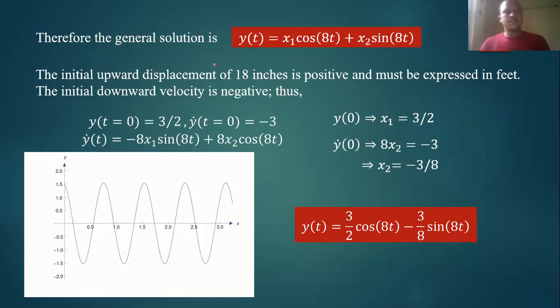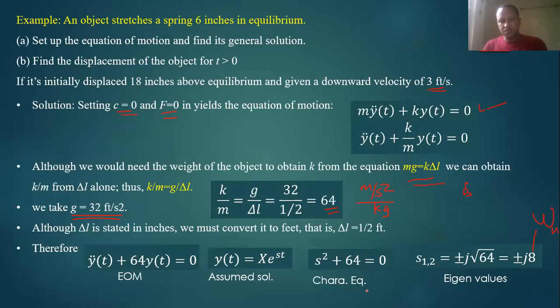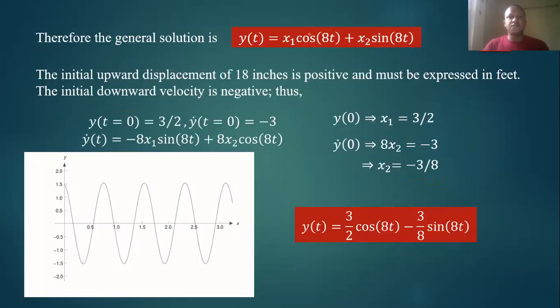So therefore, the general solution for this, x1, x2, substituting these values. Actually x1 and x2 will be obtained from the initial conditions. So we can substitute this into the equation. This is the type of equation which can satisfy the given form.